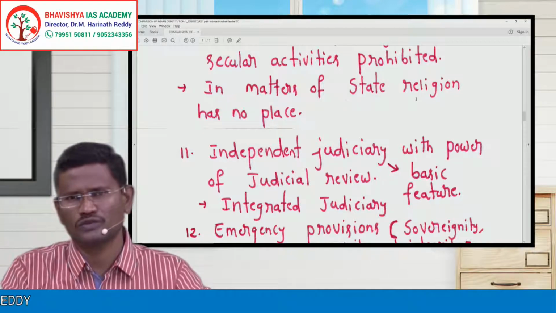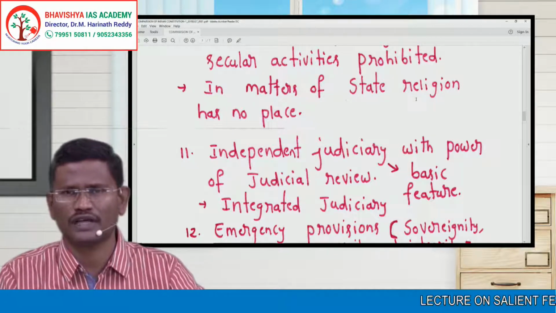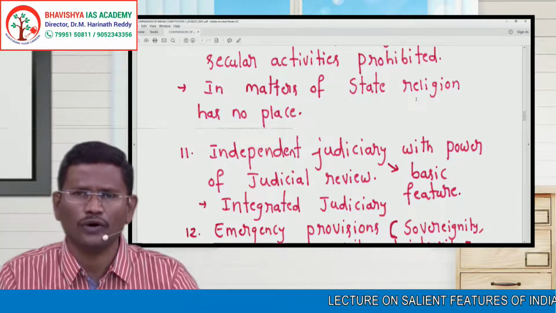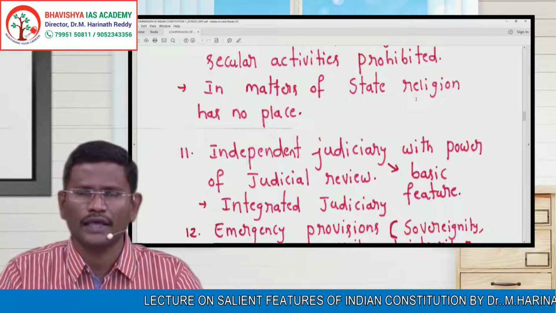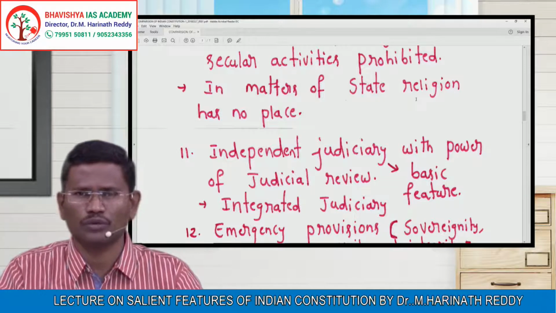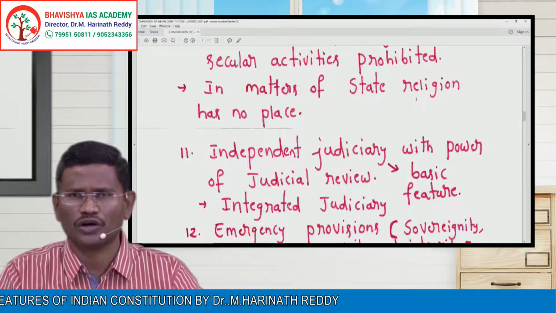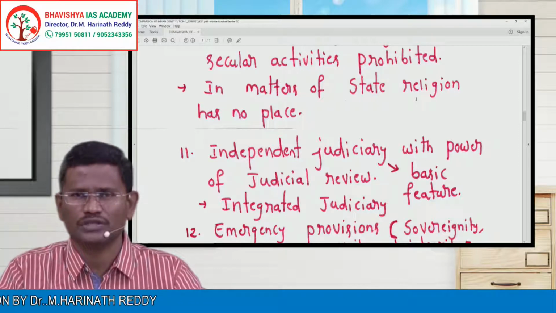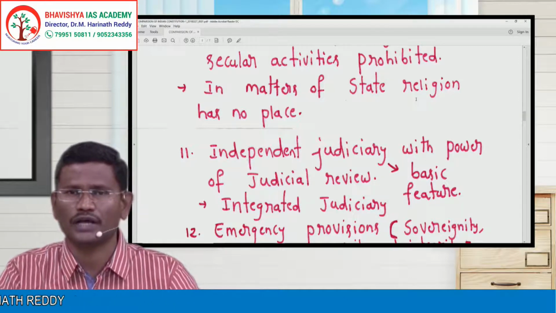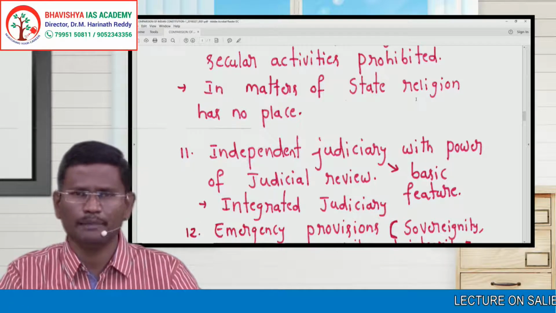What do you mean by power of judicial review? The actions of the executive branch and the actions of the legislative branch have to be in conformity with the Constitution of India. Any action of the executive branch, any action of the legislative branch, if it is against the Constitution of India, if it is against the fundamental rights, can be struck down by the Indian Supreme Court and the High Court. So the Indian Constitution provides for an independent judiciary.